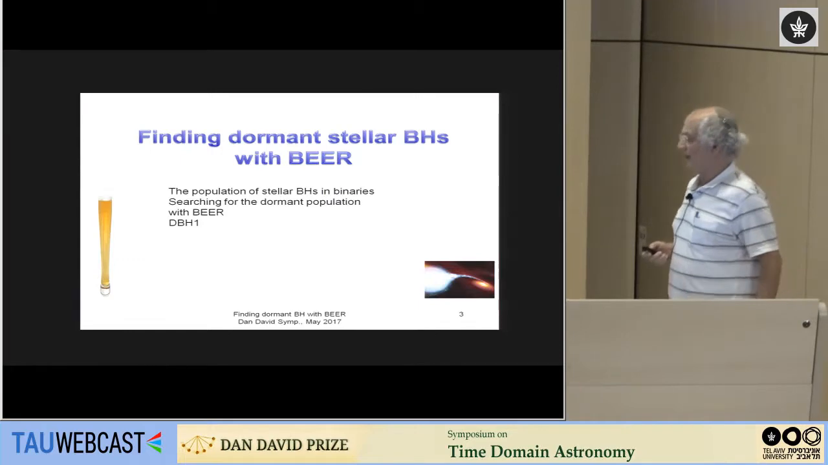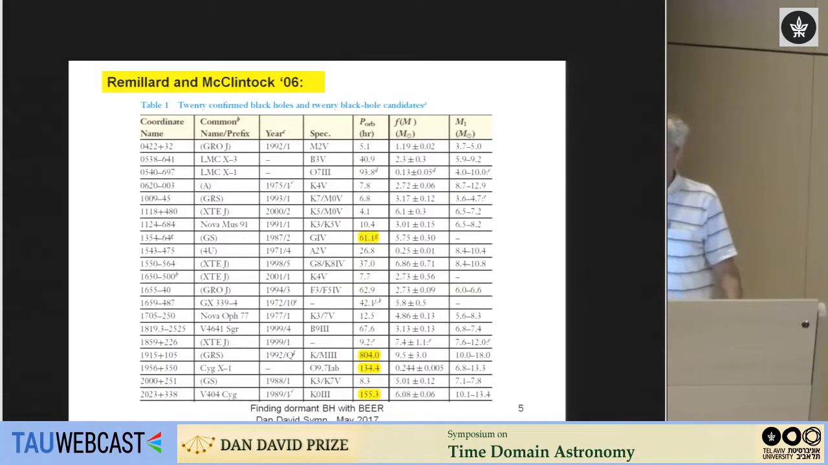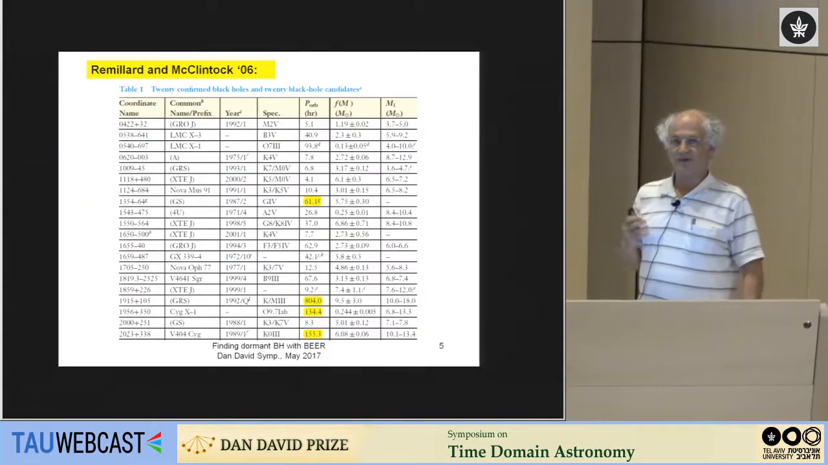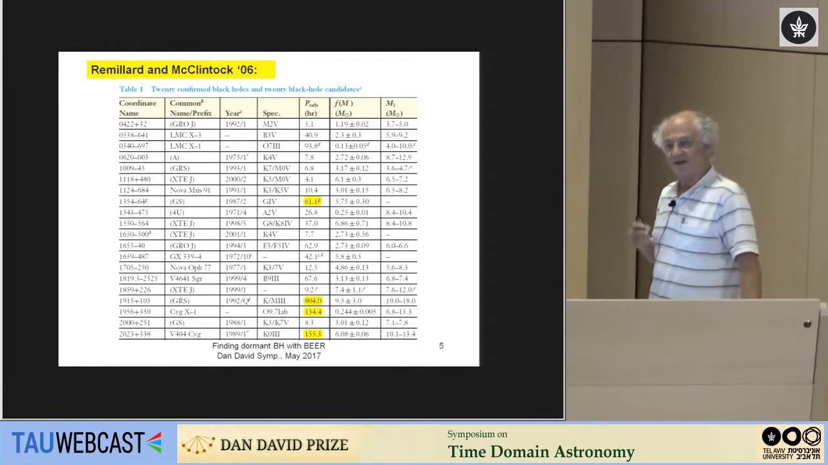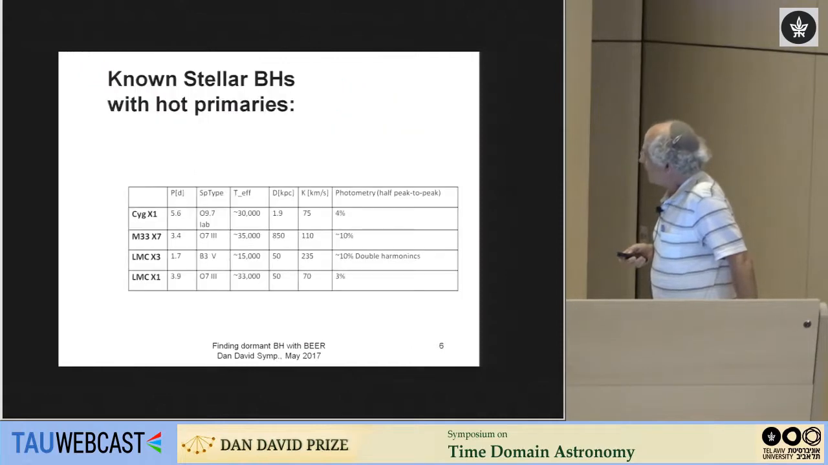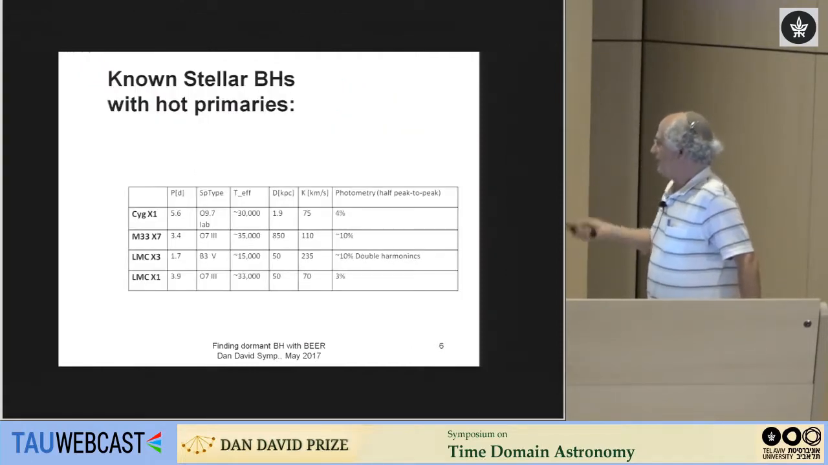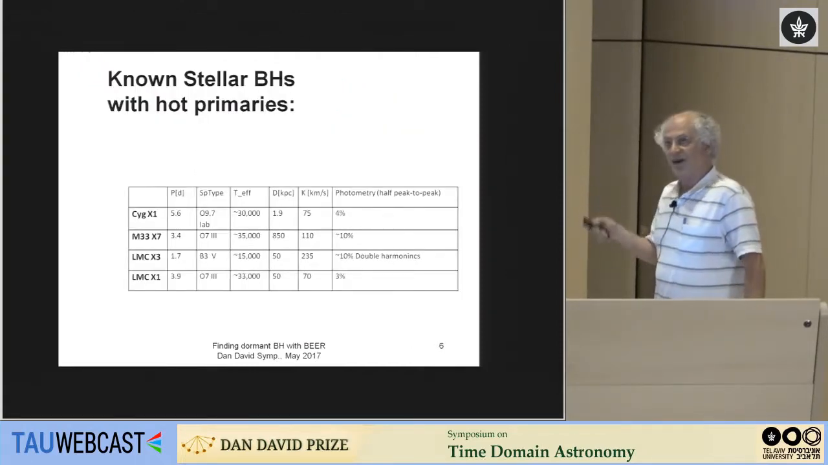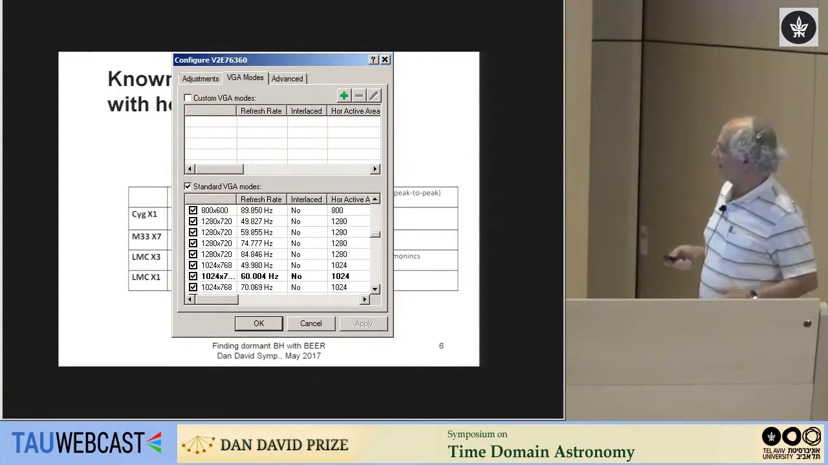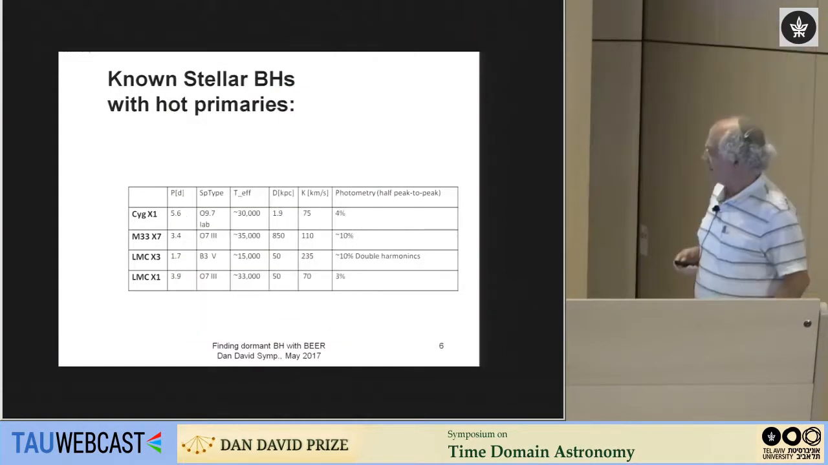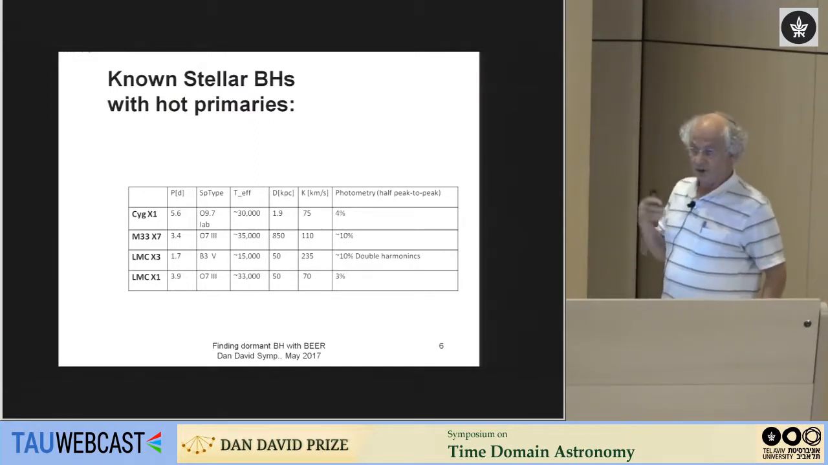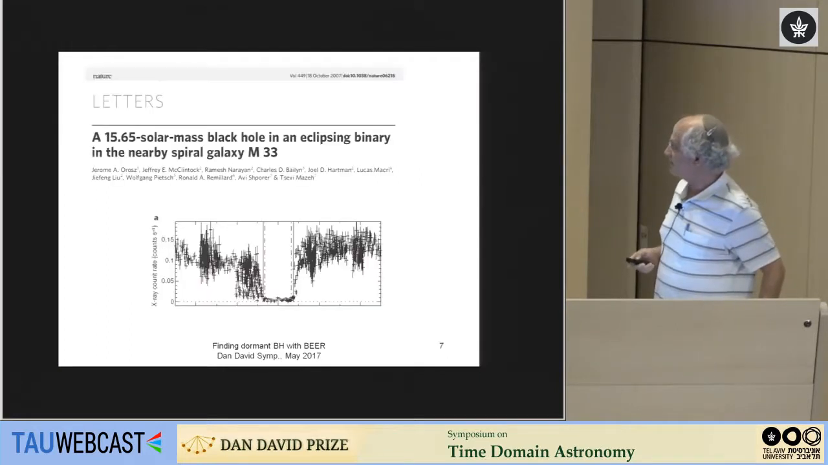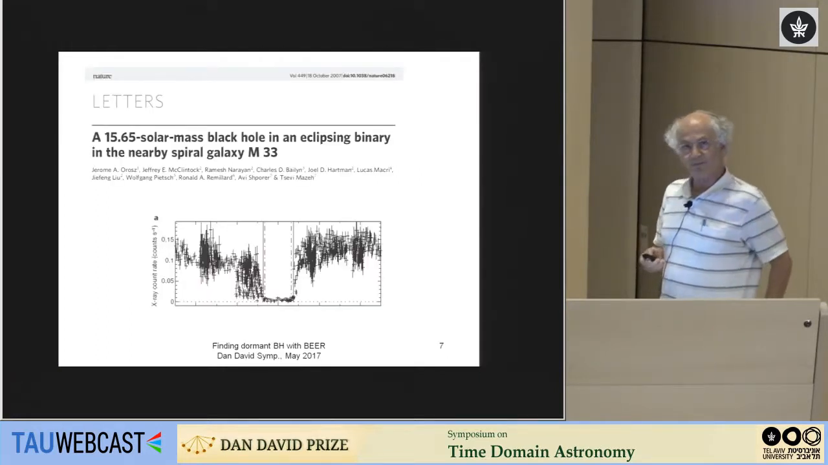Okay, so the known black holes in stellar binaries are quite few. The sample here is a list of all the known ones in binaries. There are some with high mass optical companions. The sample is quite small. There are 19 systems known where you can measure the mass of the black hole. So here is one of them.